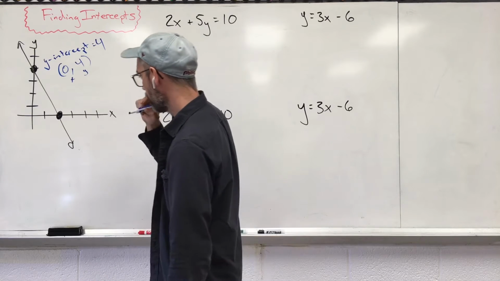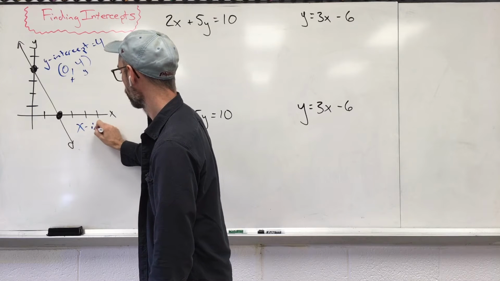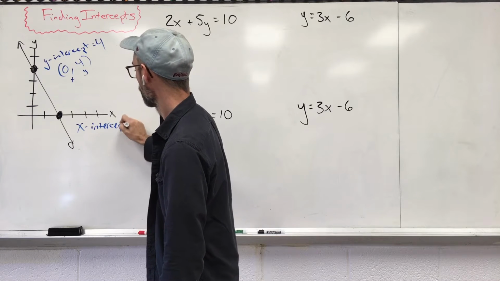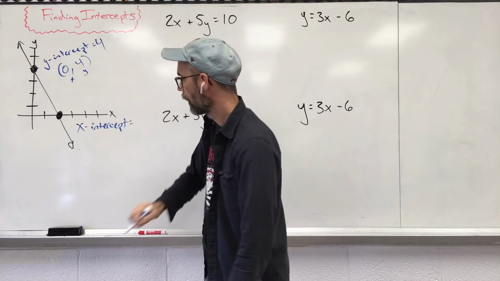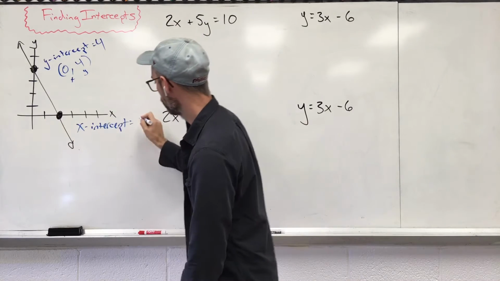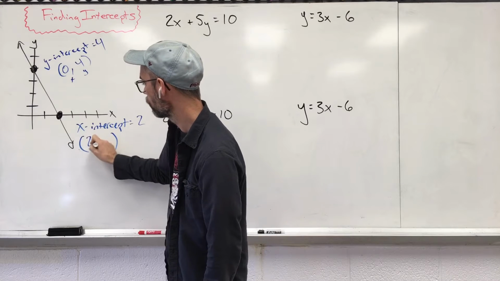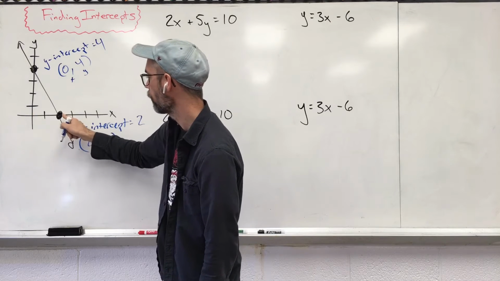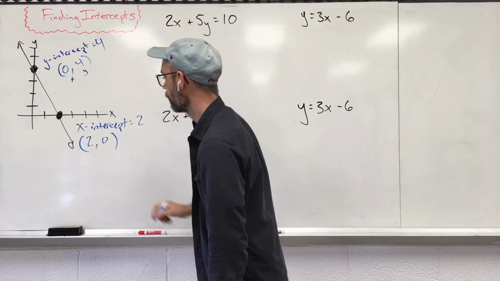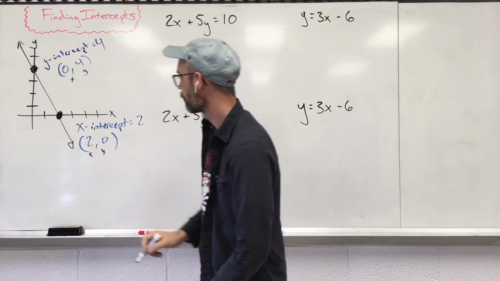The x-intercept is down here on the x-axis, and in this case we cross at 1, 2. Our x-intercept is 2. We can rewrite that as a coordinate. In this case it'll be (2, 0). Go left and right twice, up and down 0. And again, that's x and y.